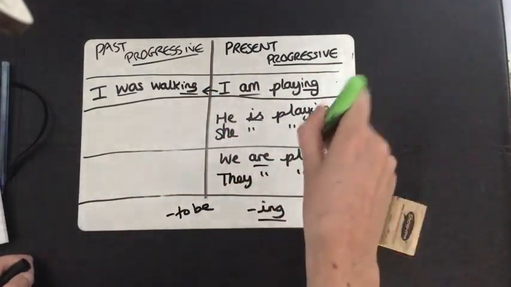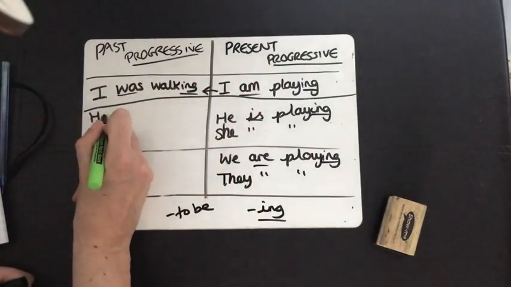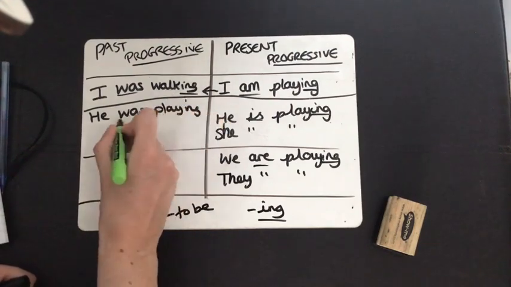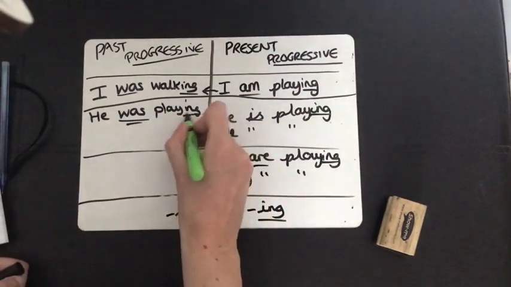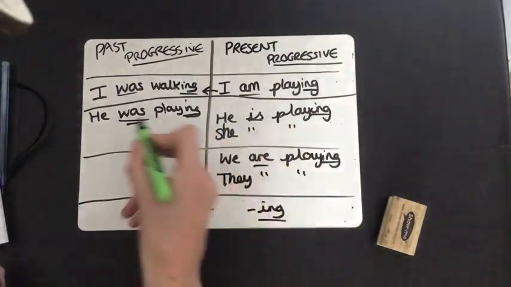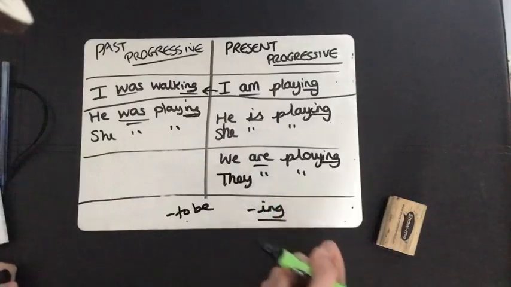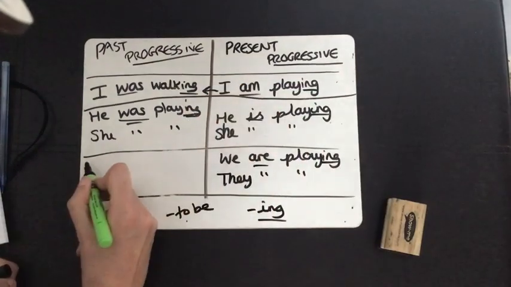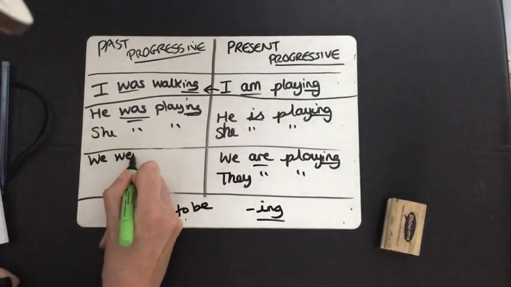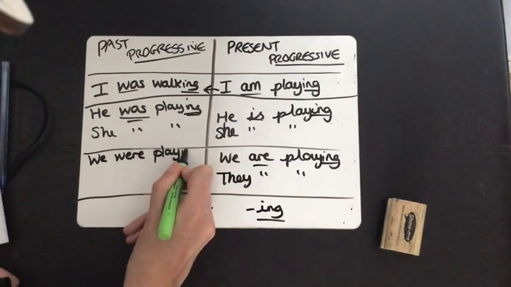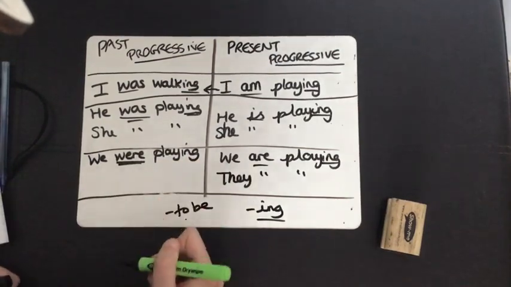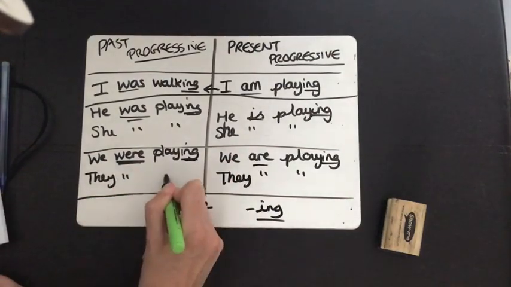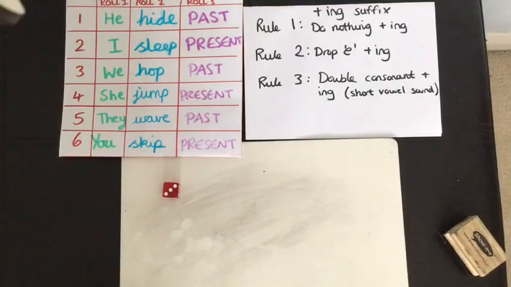He is playing, so right now he's playing. In the past, he was playing. It's already happened. My to be verb is now a was, and I've still got my ing suffix on my verb. Or we can say she was playing. And the last sentence, we are playing, so right now we are playing, but yesterday we were playing. There's my to be becomes a were, and I've still got my ing suffix on my verb. They were playing.